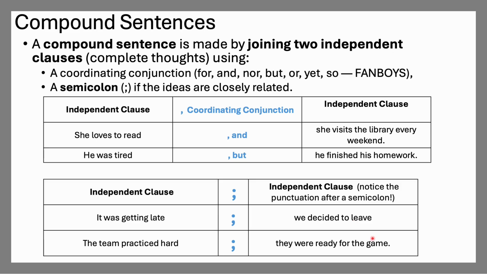Same thing for this next example. The team practiced hard. They were ready for the game. There is some correlation there because they practiced hard, so they were ready for the game. Two complete sentences on either side. I'm going to use a semicolon. That doesn't mean that you can't edit these sentences any further to show correlation. You could say, because the team practiced hard, they were ready for the game, but that kind of changes the whole structure of it. But we have options, right? So our first option, semicolon. If you have two complete independent clauses on either side, you can use a semicolon if they correlate.